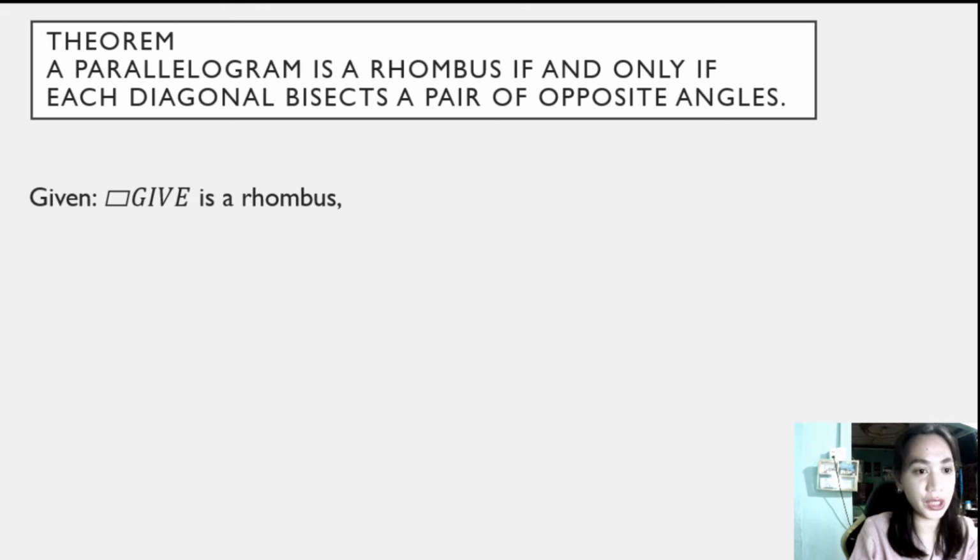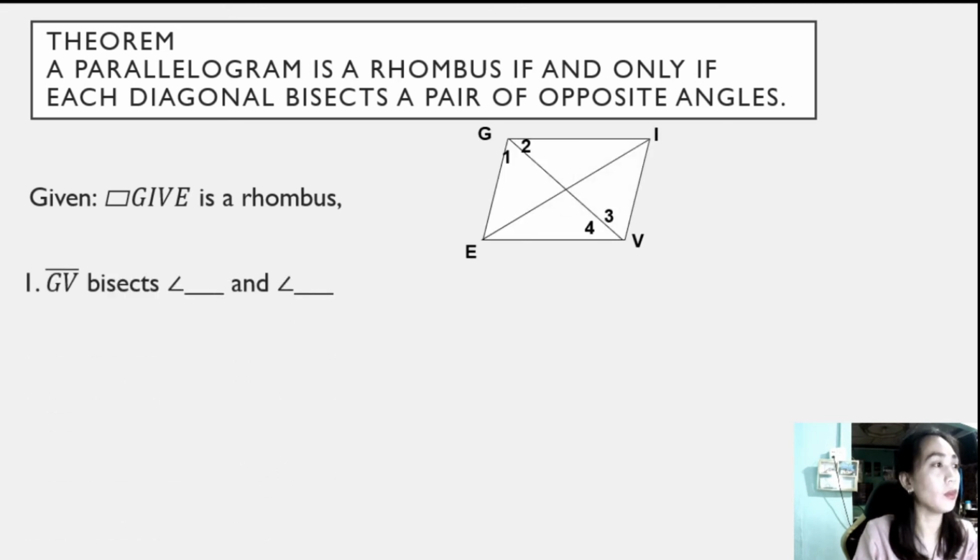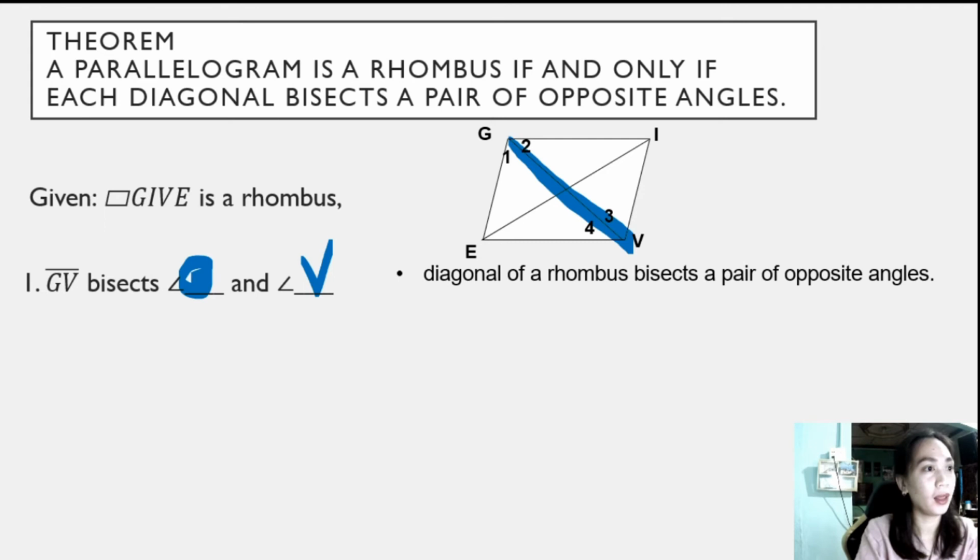Given you have GIVE as a rhombus, the diagonal GB bisects angles. Sino yung binabisect ni diagonal GB? Again, ito si GB natin. Ang binisect niyang angle, that is angle G and angle B. So, the diagonal of your rhombus bisects a pair of opposite angles. So, that is the reason.